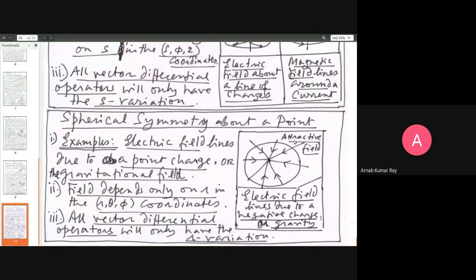For instance, anywhere on the surface of the Earth, if you approximate the Earth to be a sphere, which is not a bad approximation, you will feel the same gravitational field strength. It will not vary from one latitude or longitude to another. What matters is how far you are from the center of the Earth, that is to say, the radial coordinate. So once again, all vector differential operators will only have the r variation, the radial variation. Okay, so that completes our discussion on coordinate systems.